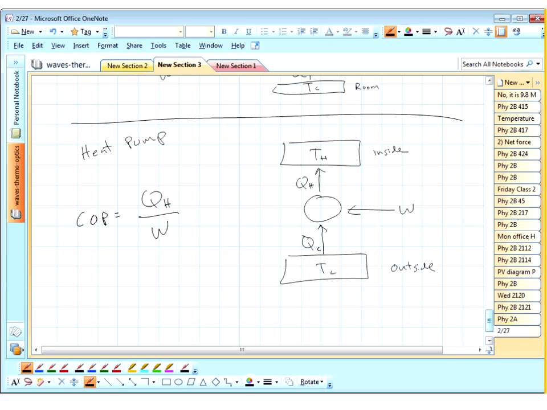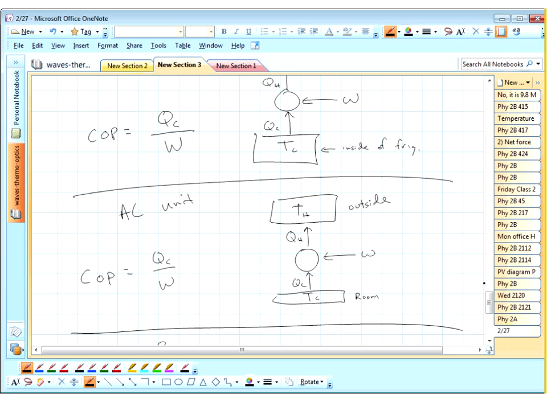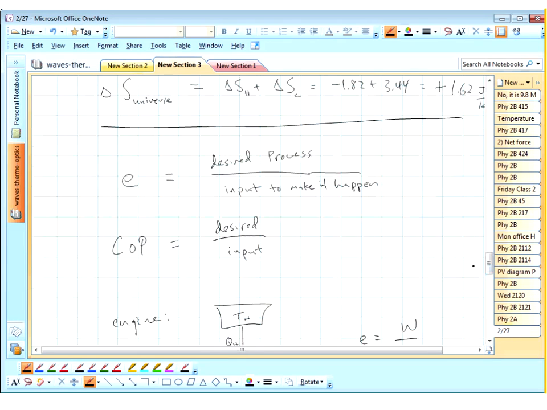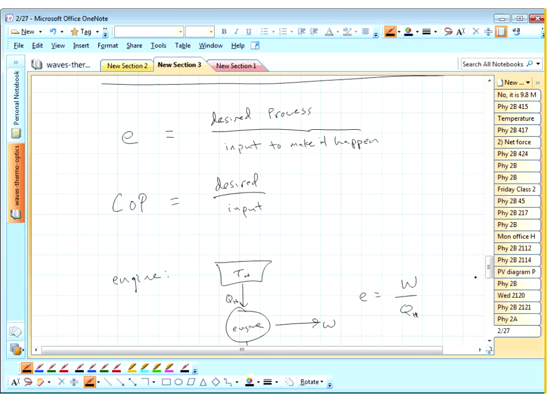Okay, so not sure if I answered your question, but I just kind of wanted to run down efficiencies and coefficients of performance. They're really the same thing. It's a way of telling us how much you're getting out for what you're putting in. It's a way to judge the efficiency of the process.